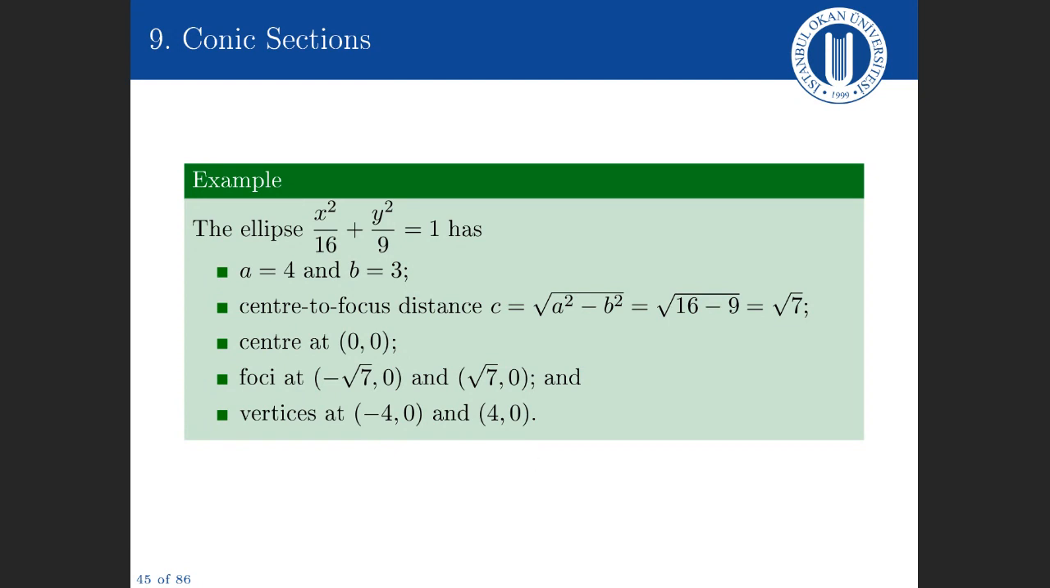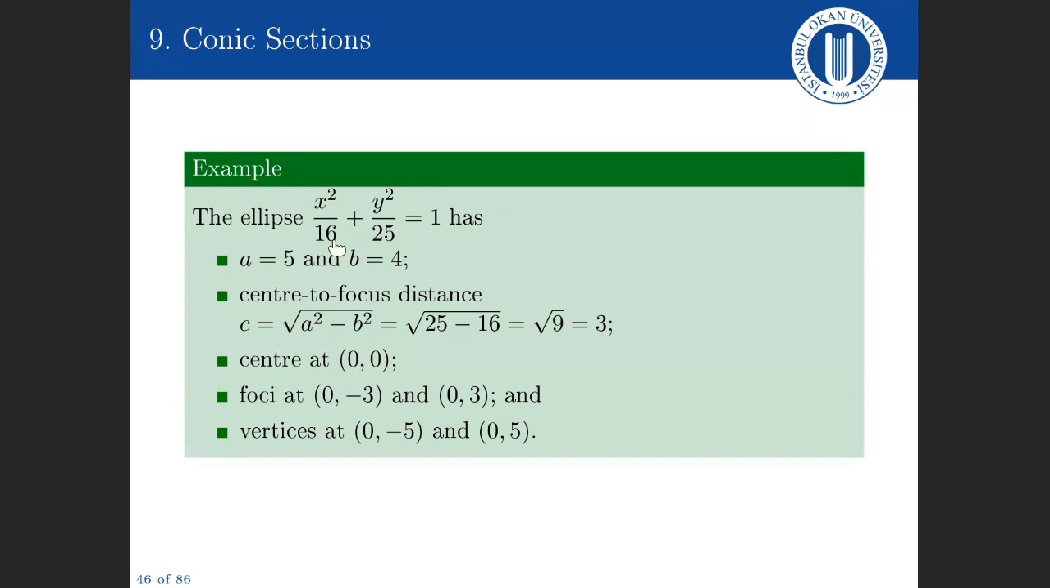Let's do another ellipse. Now, x squared over 16 plus y squared over 25 is equal to 1. Now, the bigger number is 25. Now we want to have a is 5 and we want b to be 4. The center to focus distance, again, is square root of a squared minus b squared. Here it's 3. Center always at 0, 0. Because the number under y squared is bigger than the number under x squared, the foci must be on the y-axis. So at 0, minus c and at 0, c, and the vertices the same, 0, minus a and 0, a.